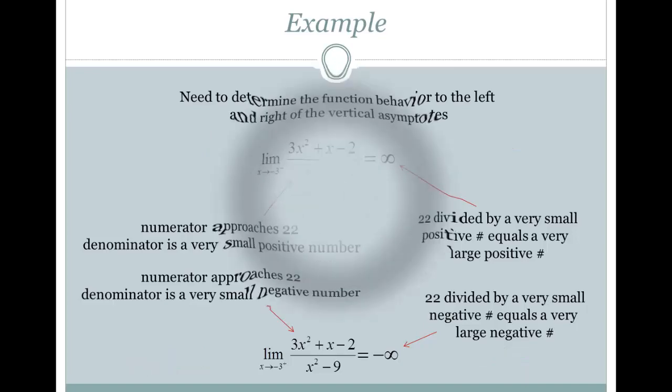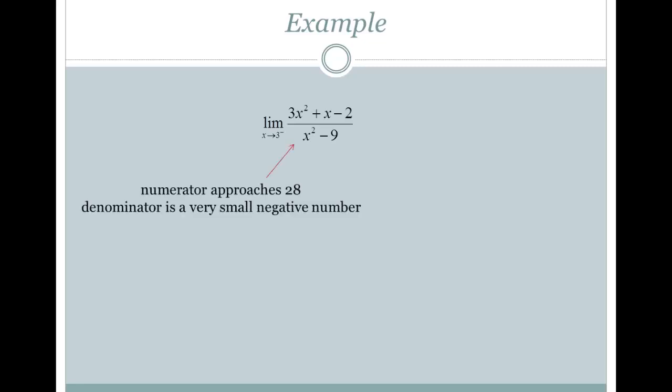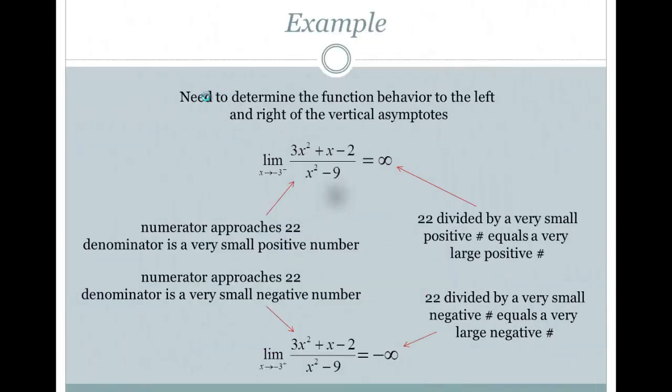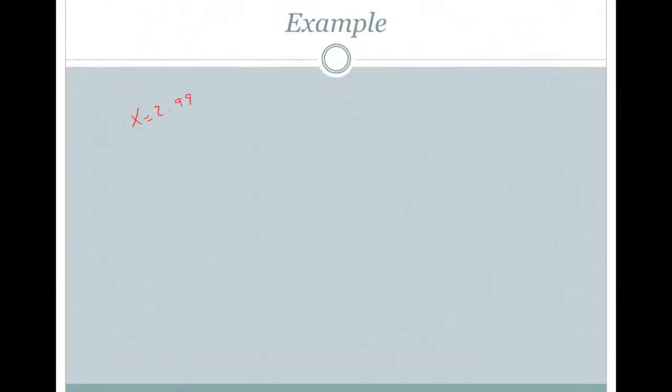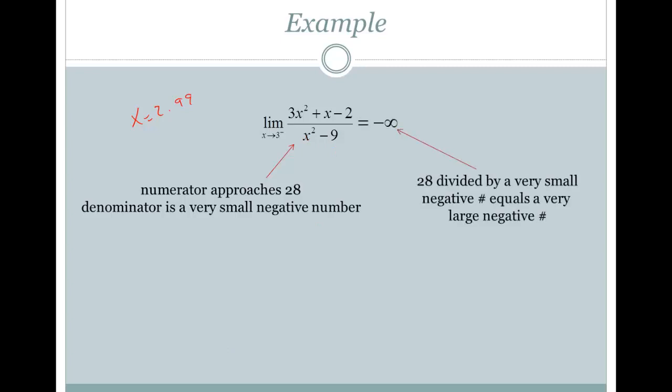Again, you guys should be walking through this one with me. It's a long example. Let's look at what happens from the left. 3 to the left, the numerator will go to 28. Now when I'm coming in from the left, I'm talking about x is equal to 2.9999. I'll keep going. I get a very small negative number. Again, this number I square is going to be close to 9, but 9 is going to be a little bit bigger. And so that's going to approach negative infinity.